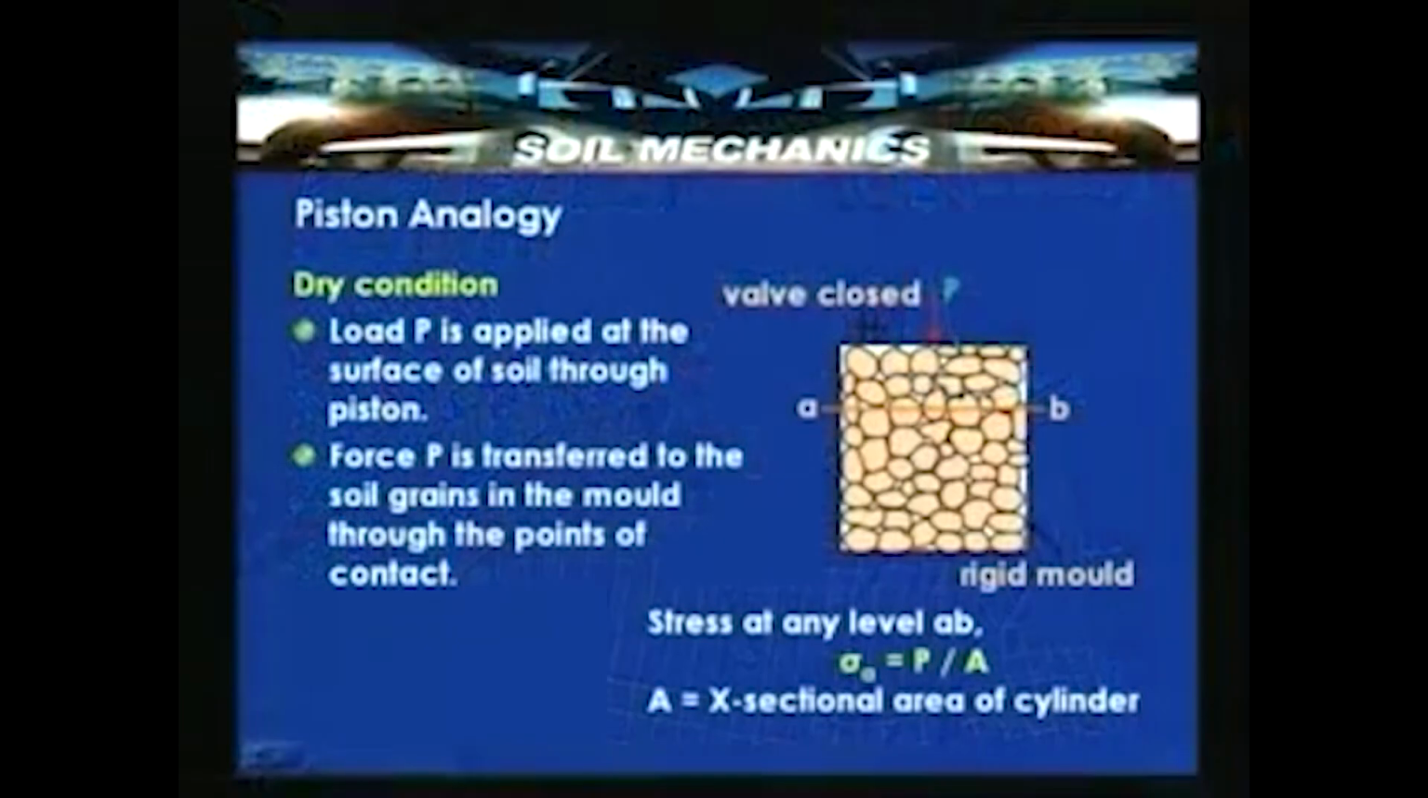Load P is applied at the surface of the soil through a piston, and assuming that the valve is closed here, the force P is transferred to the soil grains in the mold through the points of contact. The stress at any level AB is equal to P by A, where A is the cross sectional area of the cylinder. Now, sigma is the average stress and not the actual stress prevailing at the grain to grain contact points, which is generally very high. That is what we discussed in the previous slide also. The actual points of contact exhibit a wavy form that is approximated here.